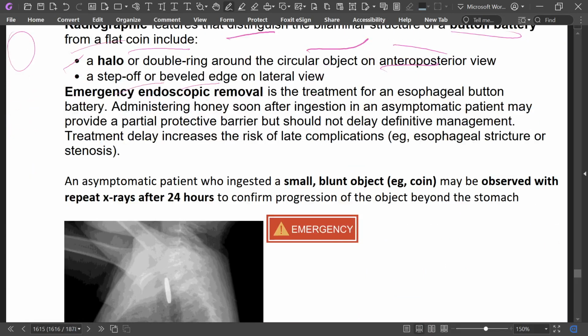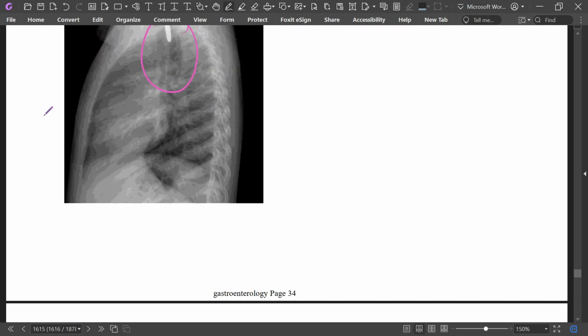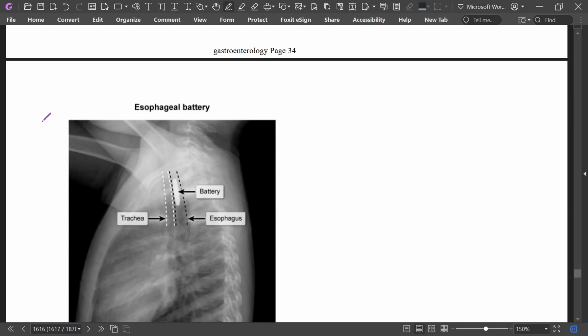In an asymptomatic patient who ingested a small blunt object, one may observe or repeat the X-ray after 24 hours to confirm the progression of the object beyond the stomach. This is seen on the lateral X-ray chest. In such cases, you should do a repeat X-ray.